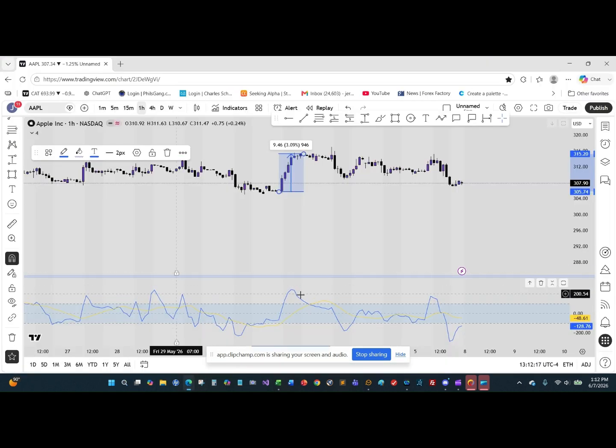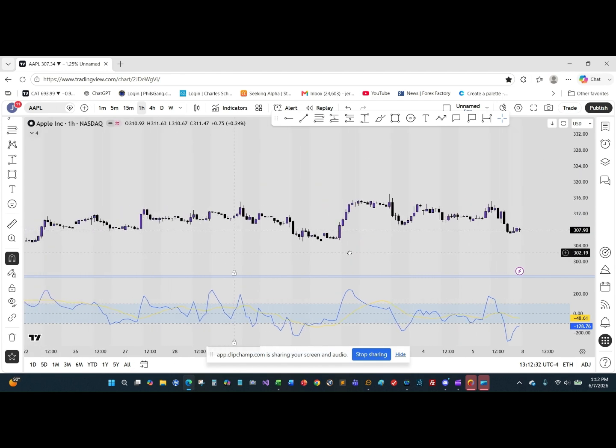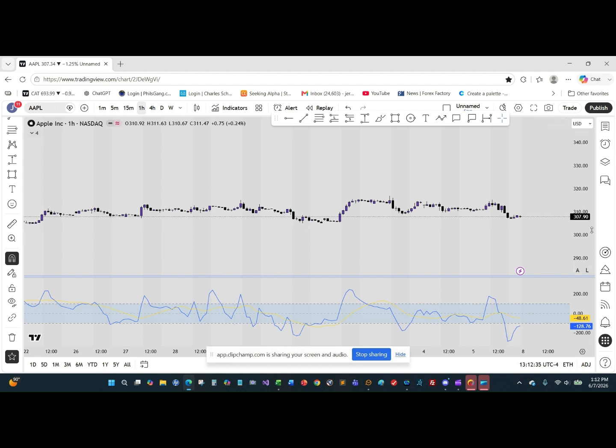Just like this indicator here shows, it doesn't stay up forever. Now it's starting to go back down. And if you're paying attention to it, it'll tell you when to get in and when to get out. So there you go. Hope that helps you. This is one way of using the supply and demand zones.